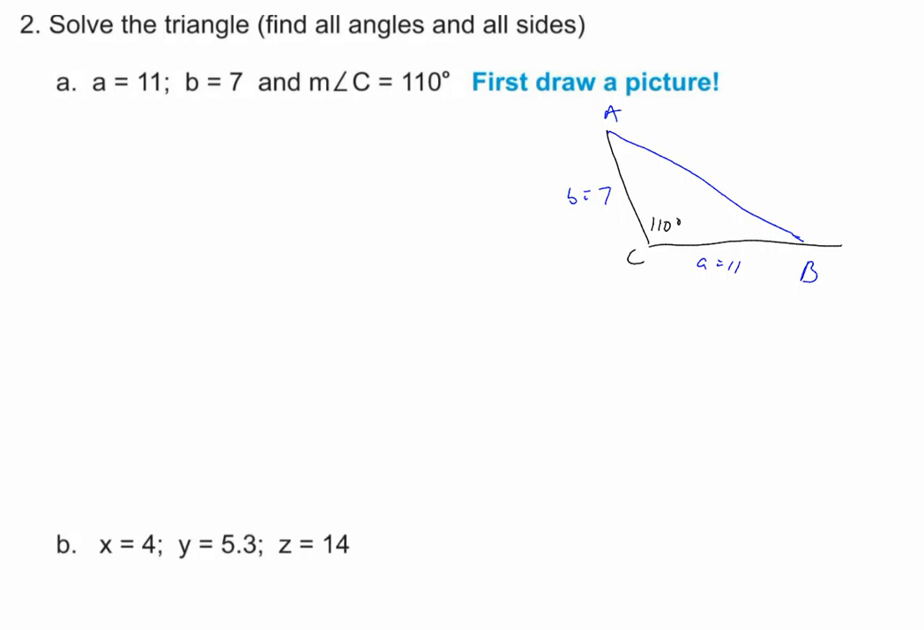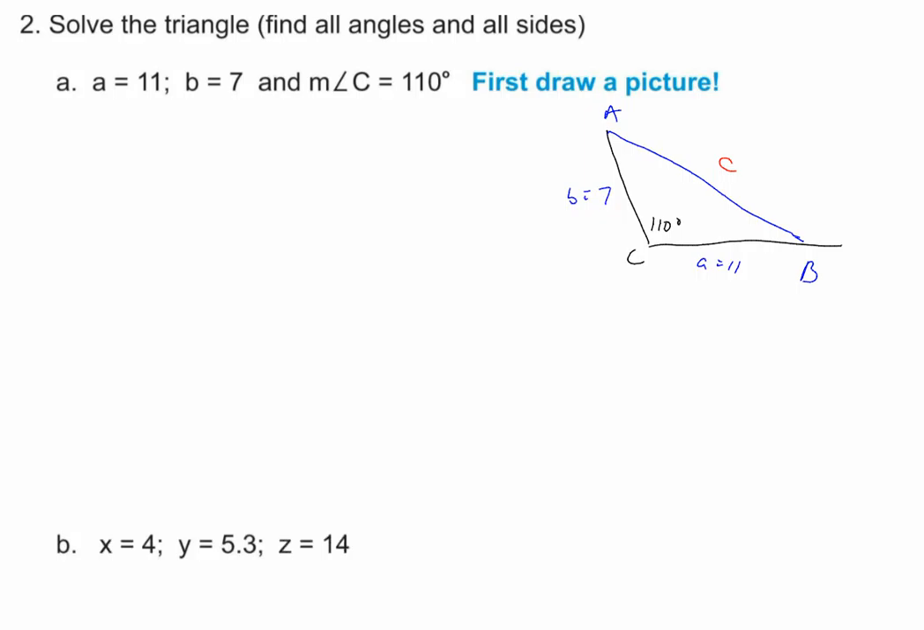Okay, so if you look, this is classic side angle side. You could use the law of sines on this, so that's possible. But we're working on the law of cosines. So let's go ahead and see what we can do. Let's find side C, all right? So go ahead and find side C.